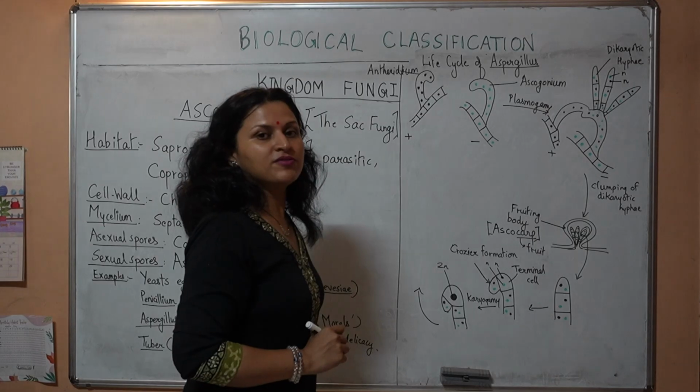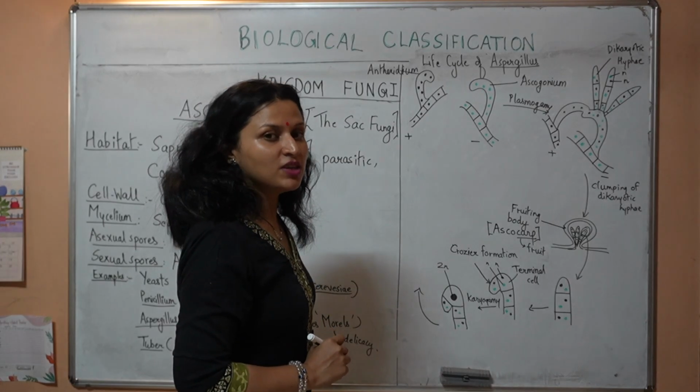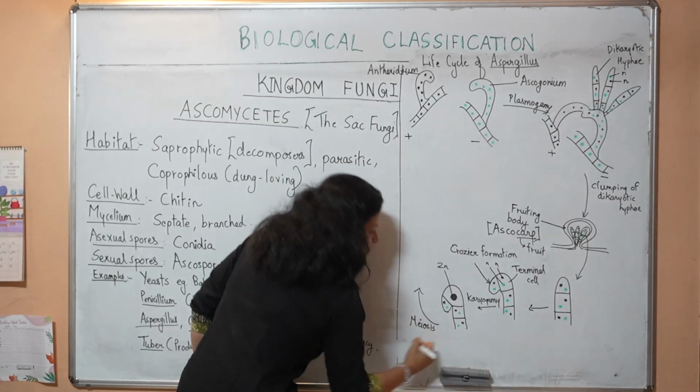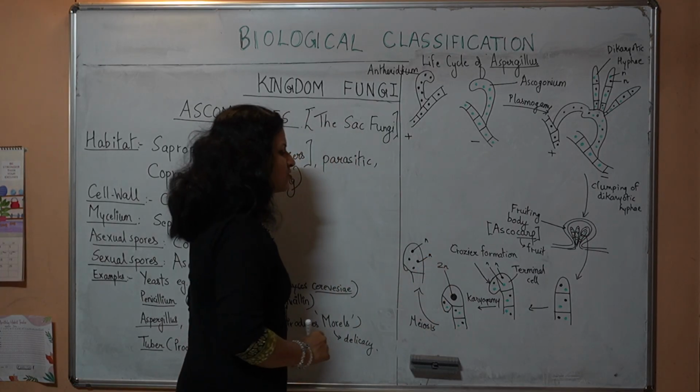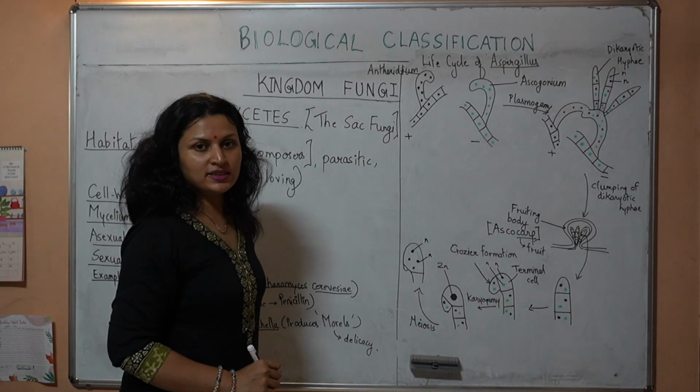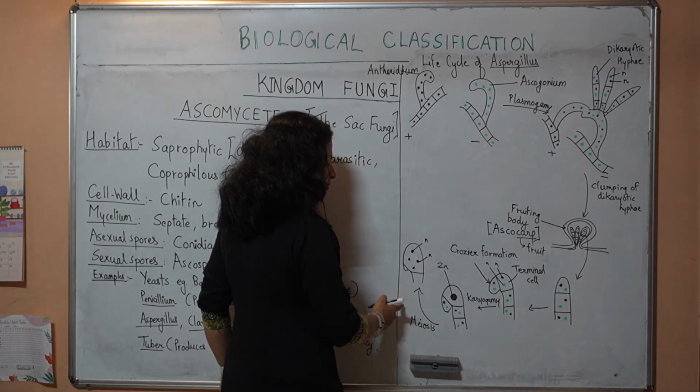What is the next step after karyogamy in sexual reproduction? Meiosis, which will happen right there. Meiosis is going to happen in the terminal cell. Four nuclei will be produced, all of N ploidy. Meiosis has happened. Does it stop at meiosis?